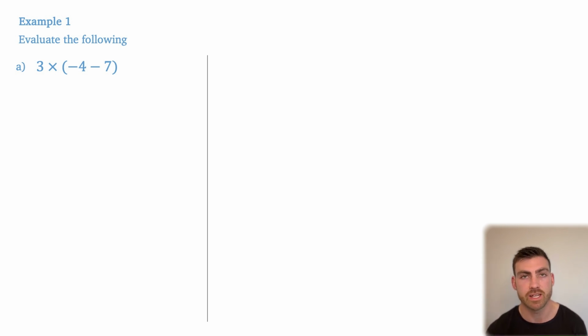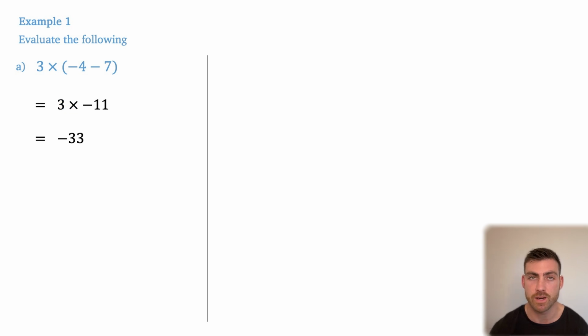Completing one operation at a time, we complete the operations inside of brackets first. -4 minus 7, this equals -11. For our next line, we bring down any operations we haven't completed yet. Now we have 3 times -11, which equals -33.